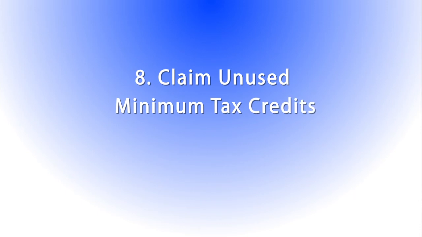Number 8, claim unused minimum tax credits. There's a provision allowing minimum tax credits to be claimed even if the taxpayer continues to pay AMT rather than regular tax, preventing the claiming of these credits. Taxpayers with unused minimum tax credits attributable to years before 2004 may get part or all of these credits refunded, subject to the income phase-outs. If you have large unused minimum tax credits, seek a professional tax advisor to help you assess the best way to handle your unused minimum tax credits.